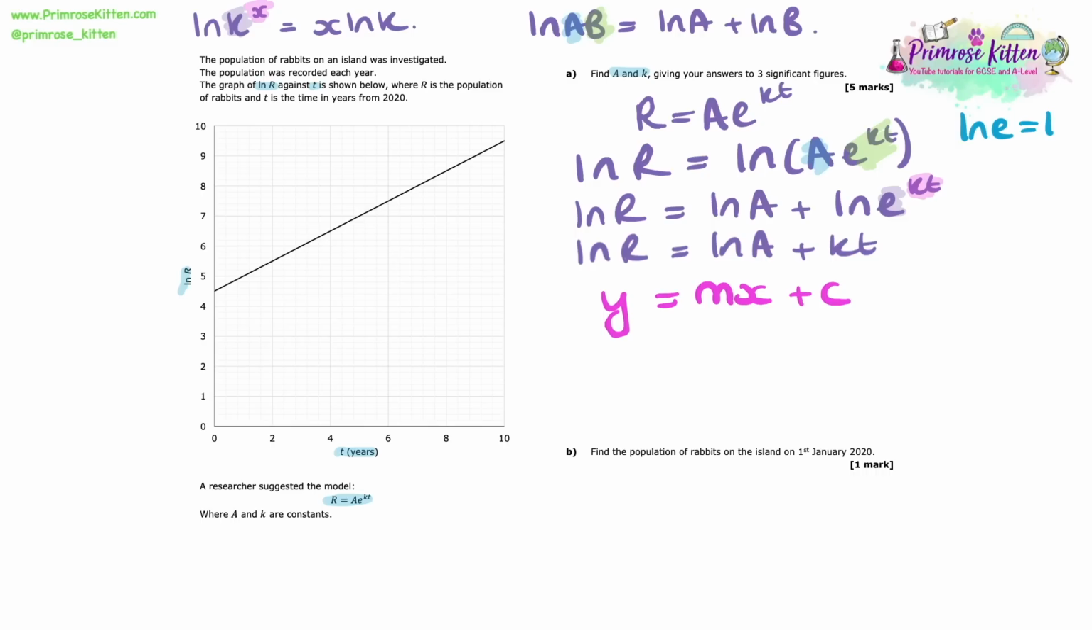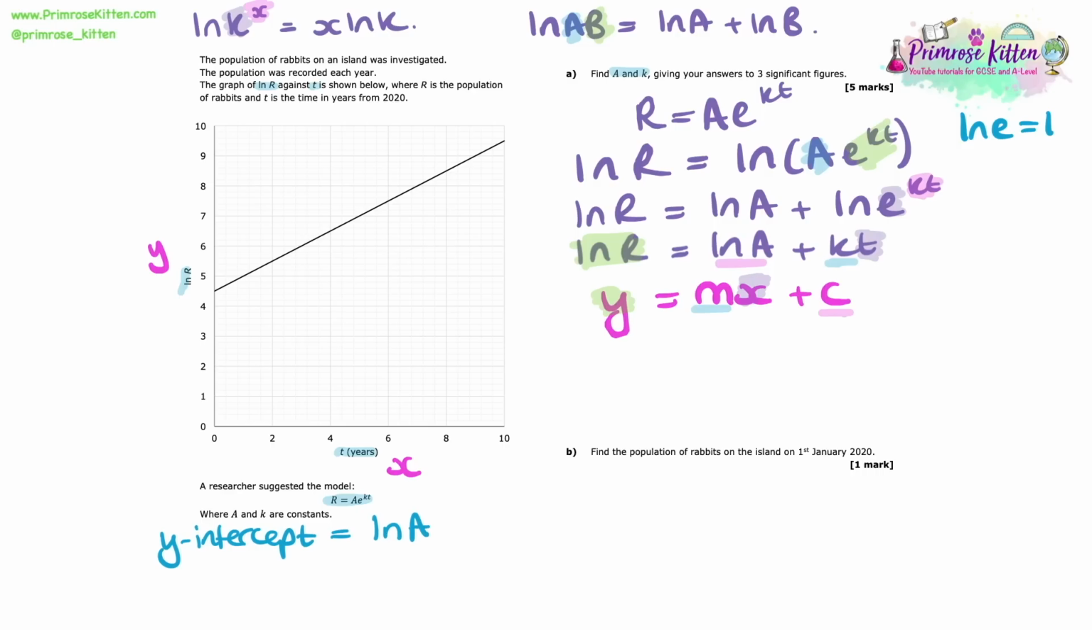Now if we compare this to y equals mx plus c, where the y would be our ln r and our x would be our t, we're going to be able to make a lot of progress now. By making this comparison, we can see that the gradient, which is multiplied by the x, is comparative to the k, which is multiplied by the t. Likewise, the y-intercept, which is all on its own, is ln a in this case. And we can use these facts to interpret this data. So we know that the y-intercept, which is c, is actually equal to ln a.